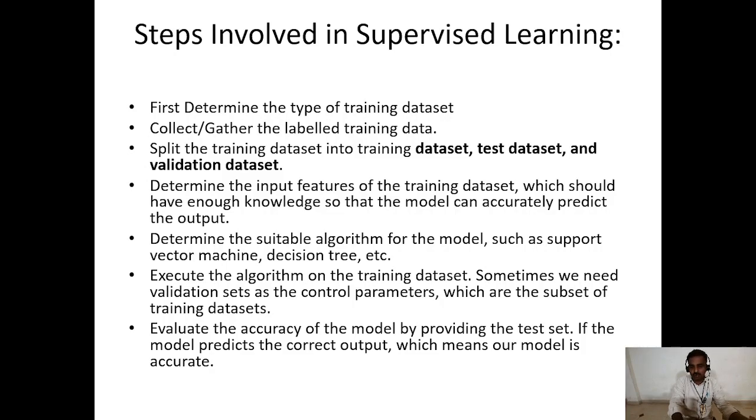Evaluate the accuracy of the model by providing the test set data. If the model creates the correct output, that means our model is accurate. If the model does not create the correct output, that means our model is not accurate. Based on that, you have to improve the model.